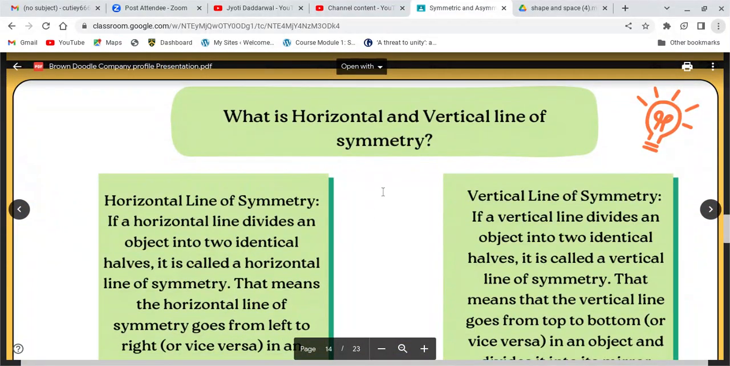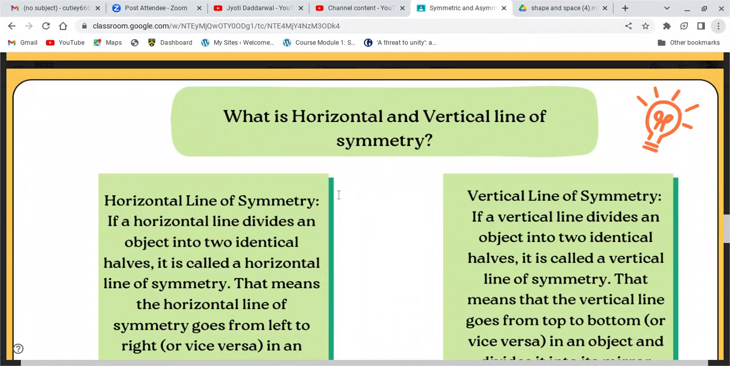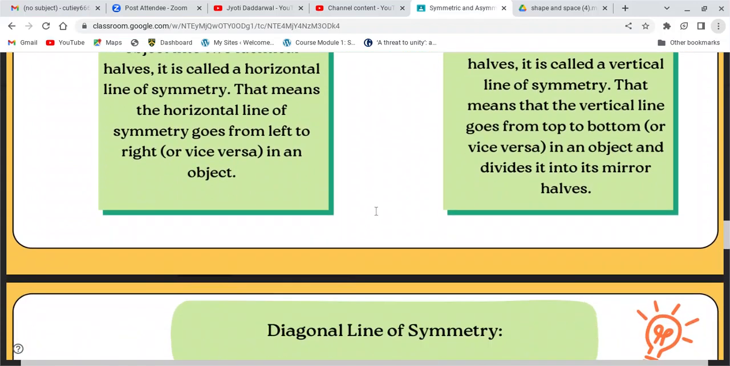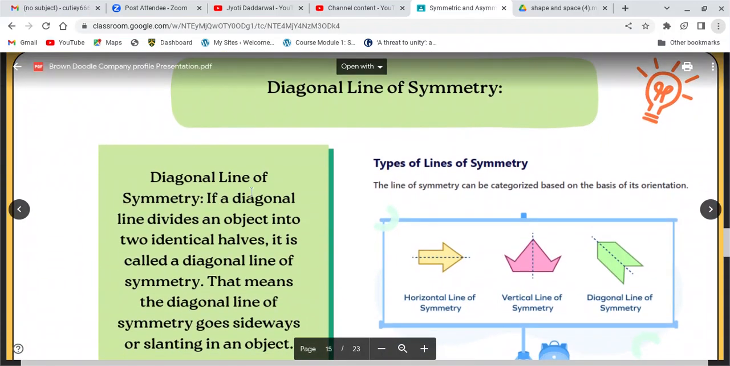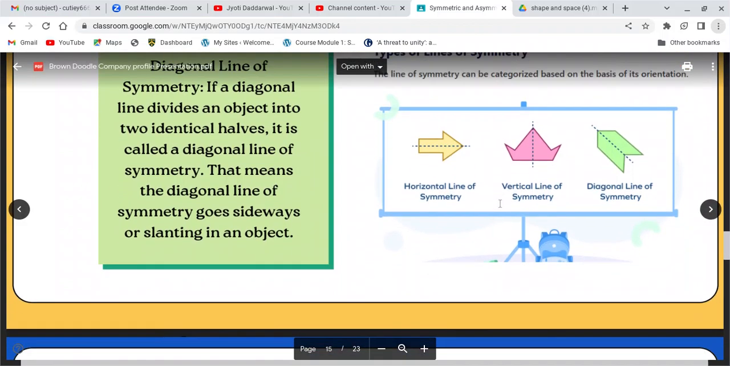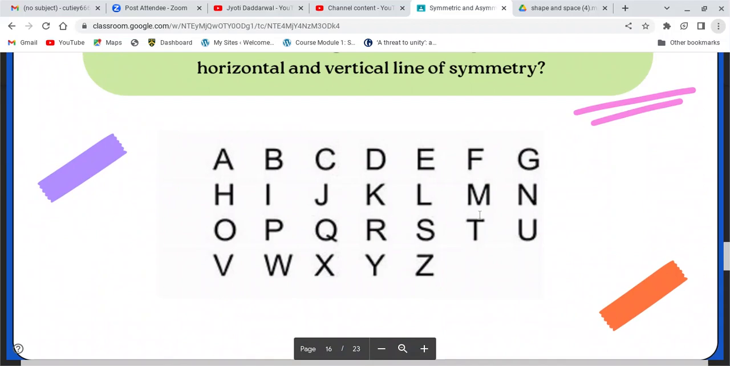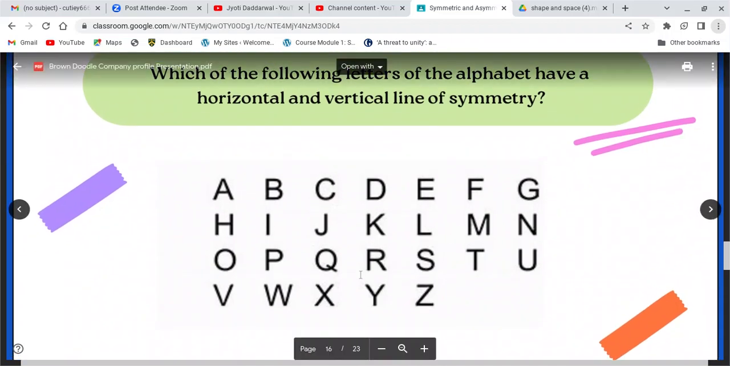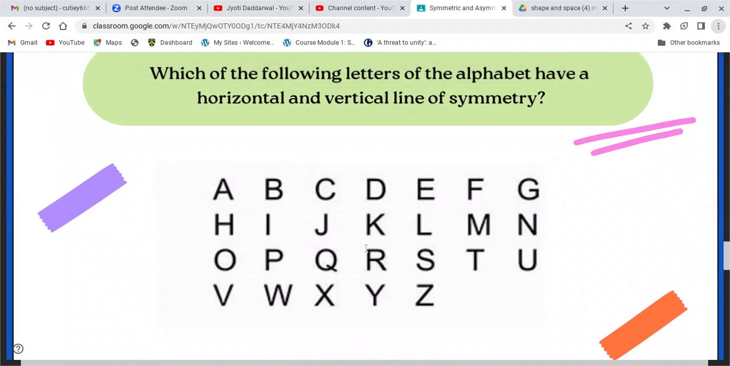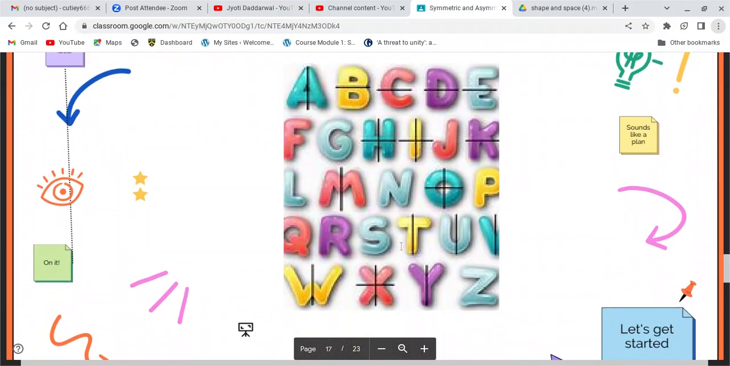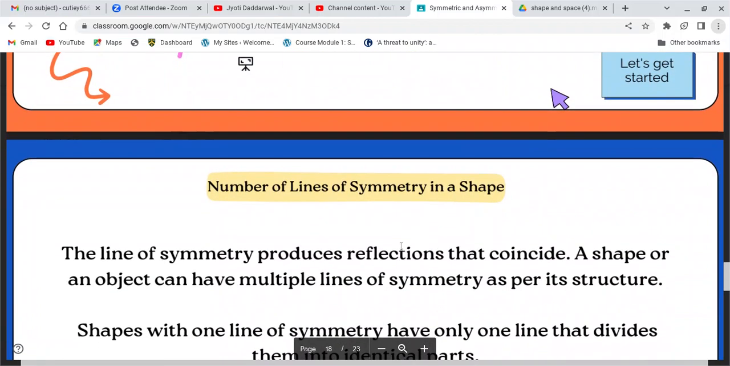Then I ask about horizontal and vertical symmetry. Although that has already been introduced by Shivali, I ask them again so that I come to know whether they learned it and have it in mind or not. Then I introduce a new thing, diagonal symmetry, and I provide all three figures so that they have an idea of dividing these shapes and recognizing them. Then I give them an alphabet chart and ask them to draw horizontal and vertical lines of symmetry. Then I show this picture so that they can check whether they did the right thing or not.